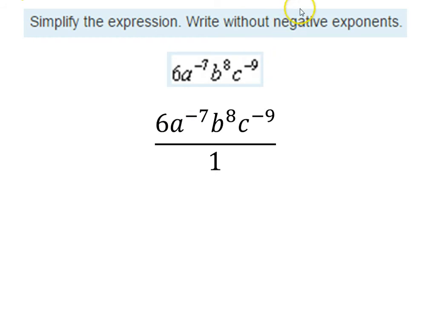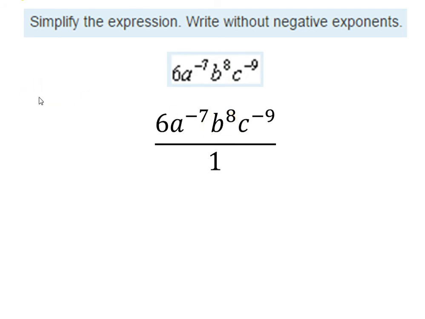So I have to identify the things with negative exponents. That's the a, because that is negative 7, and the c, because that has a negative 9. So all I'm going to do is take this a to the negative 7th, move it to the denominator. I'm going to take the c to the negative 9th, move it to the denominator. I'm going to leave the 6, and I'm going to leave the b to the 8th. Why? Because they do not have negative exponents.